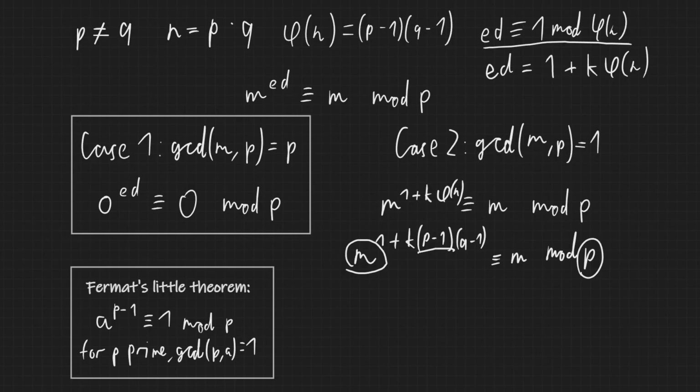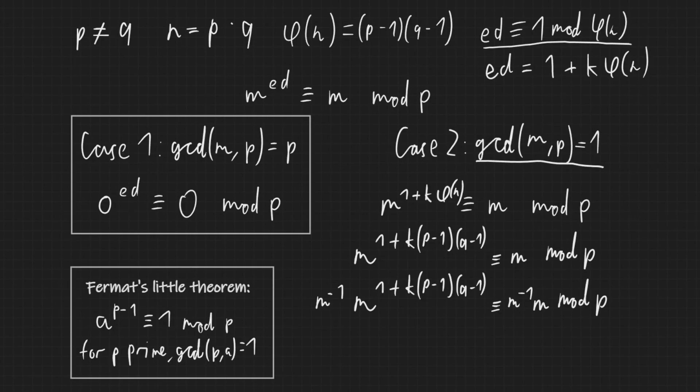But of course, our equation doesn't exactly look like Fermat's little theorem. So let's try to modify it such that we can actually apply the theorem. The first thing we need is a 1 on the right-hand side, but this is actually easy to do because we can simply multiply the equation by the multiplicative inverse of m, which we know exists because the GCD of m and p is 1. On the right-hand side, this gives us 1, as expected.